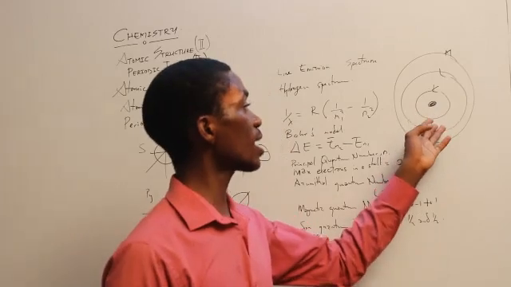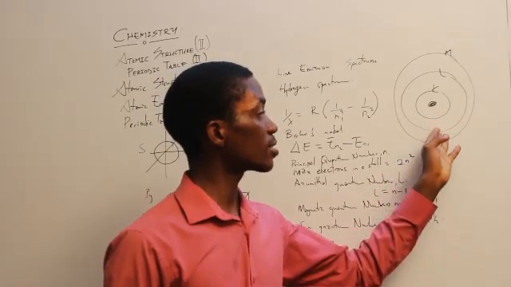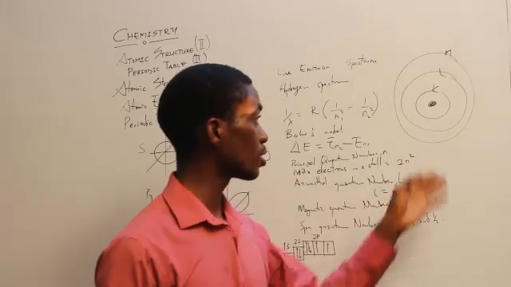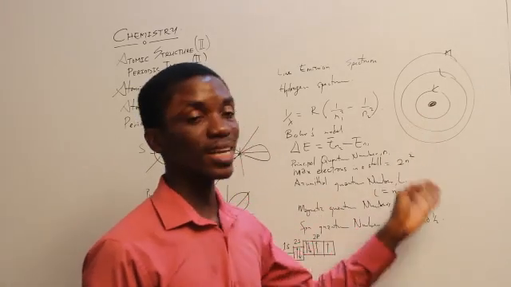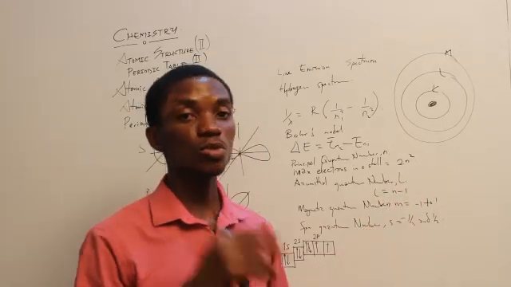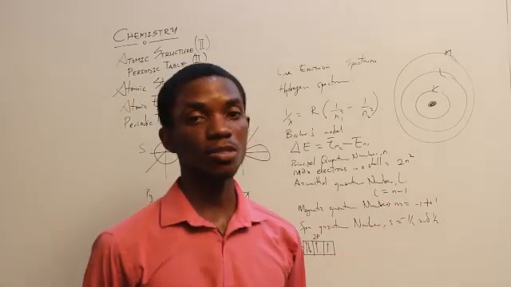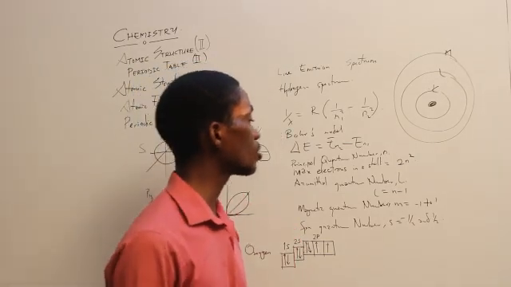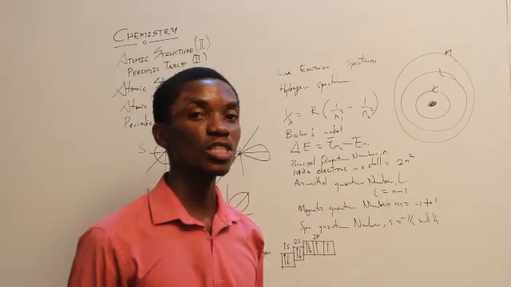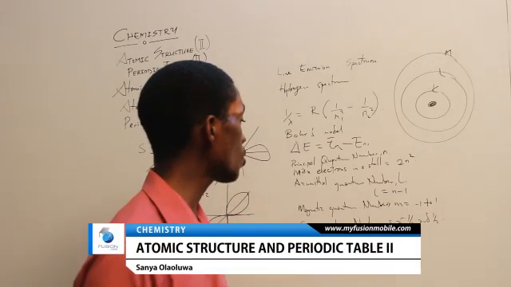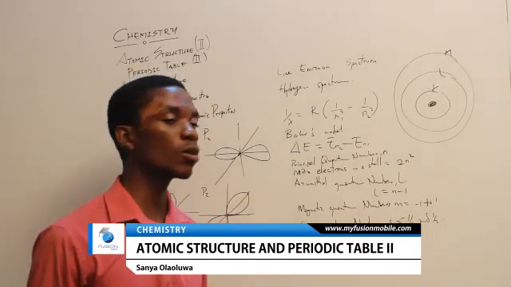But the second one has 8 electrons. So when we subtract 1 from 2, that means it has 1 azimuth. That azimuth now will go about the axis about which the electrons can rotate. Then we'll go on to talk about the magnetic quantum number.